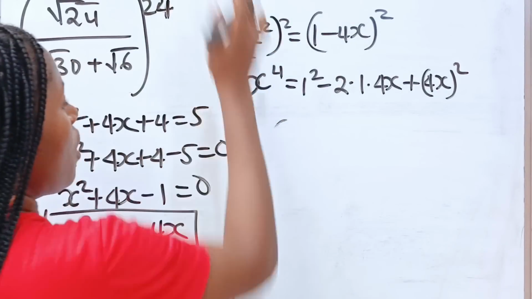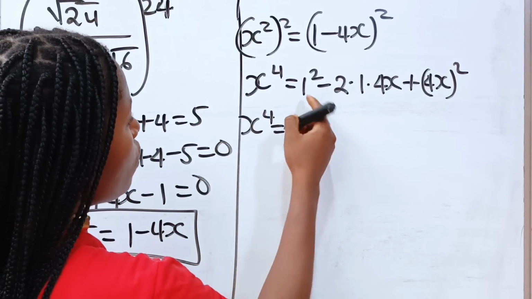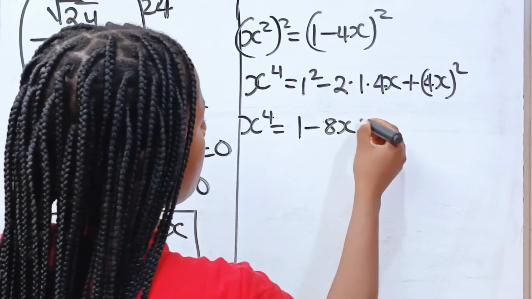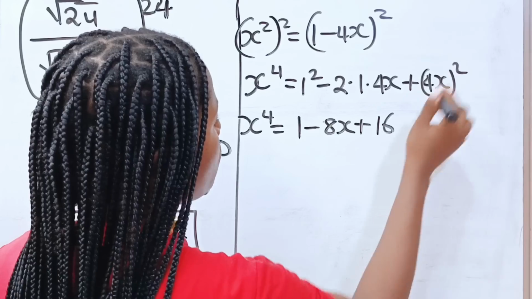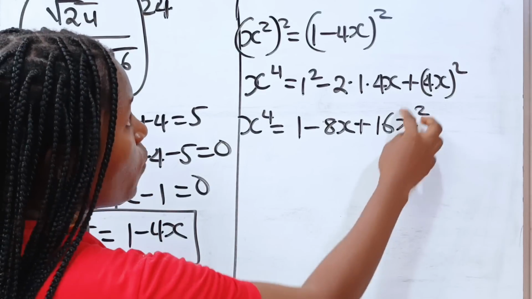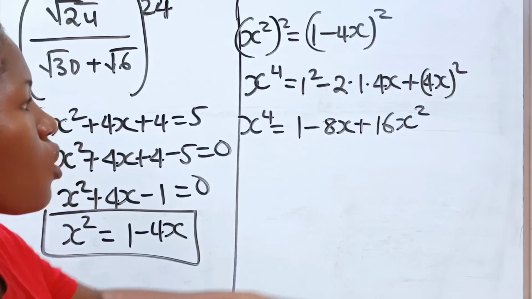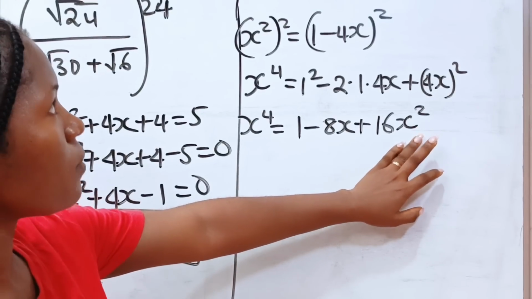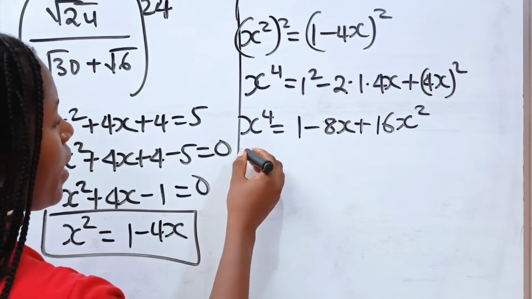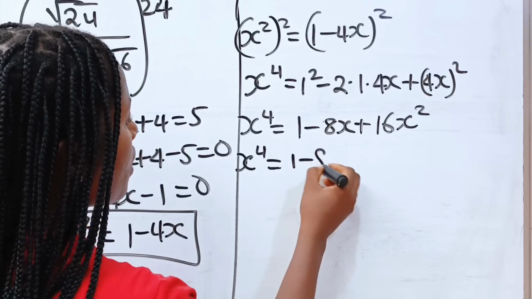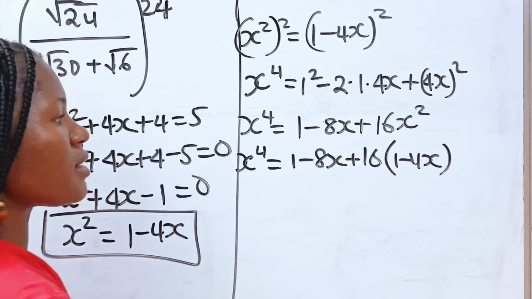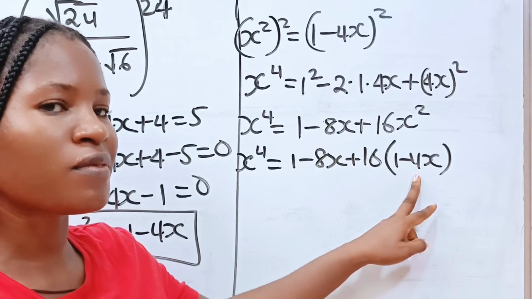Okay, all right, now we have that x^4 is equal to 1² is 1, minus 2 times 4x is 8x, okay, then plus 4² is 16, x² is x². All right, now look at what we have, x² around here. Can you see that? So remember that we replace our x² with 1 − 4x. So we have x^4 is equal to 1 − 8x + 16(1 − 4x). Now you see why I said that this is a very important part of this video.